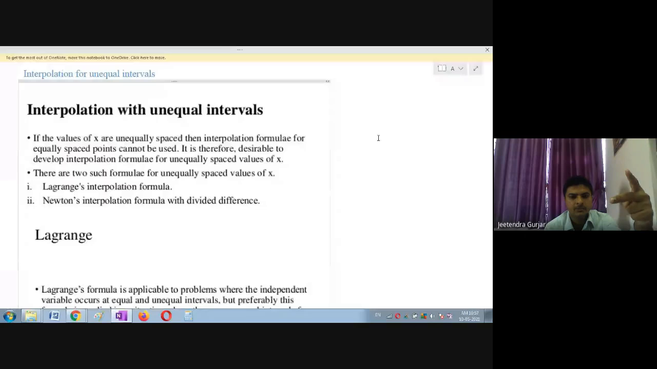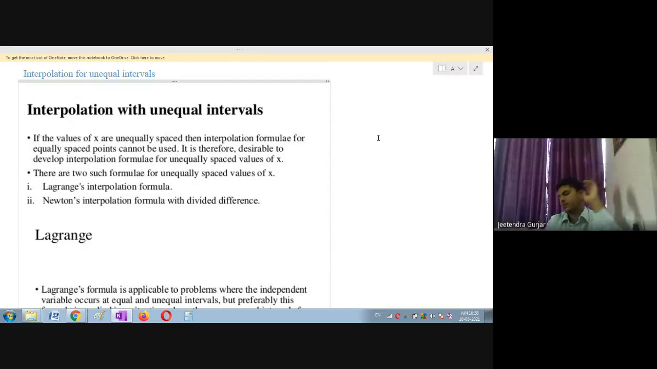Students, Lagrange was a scientist who thought about interpolation beyond equal intervals. Why only equal intervals? We can also study with unequal intervals, which is known as Lagrange's interpolation formula. We have another formula, Newton's interpolation formula with divided differences. These two formulae will help us simplify interpolation with unequal intervals.